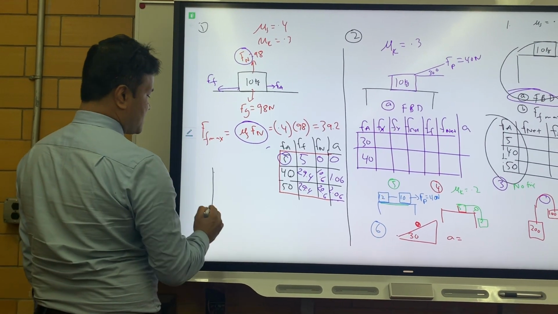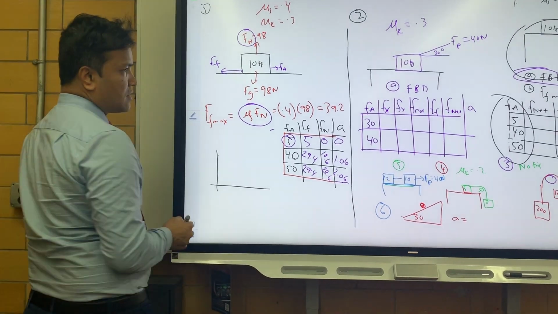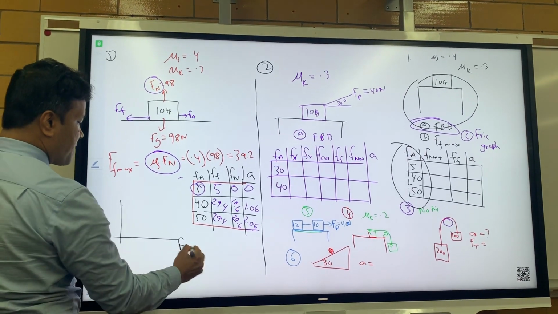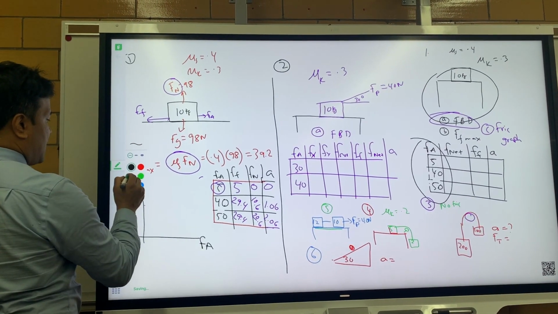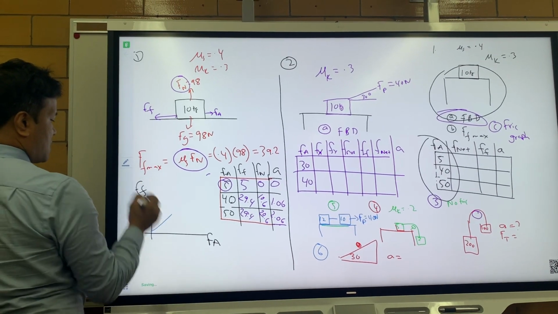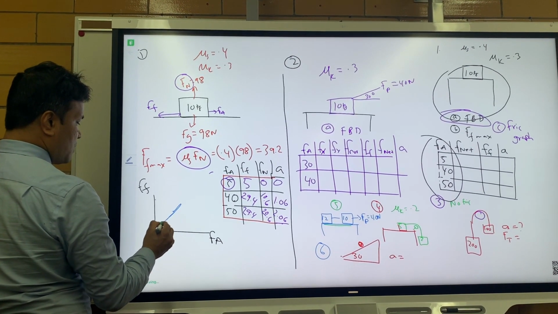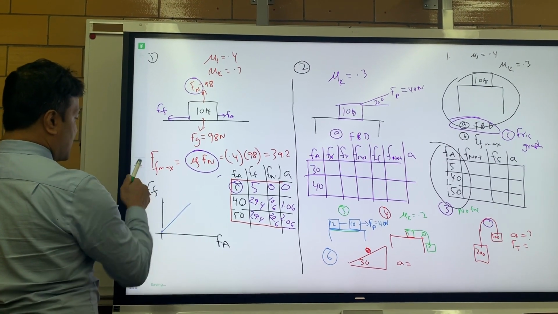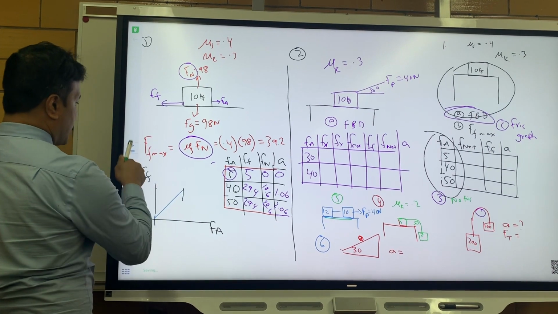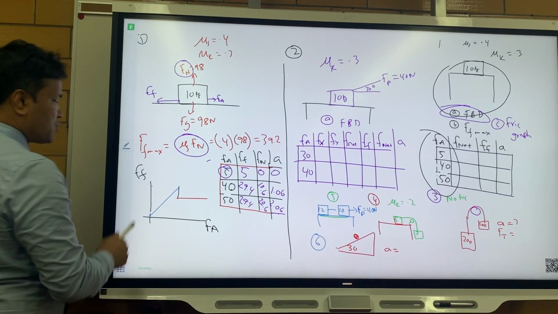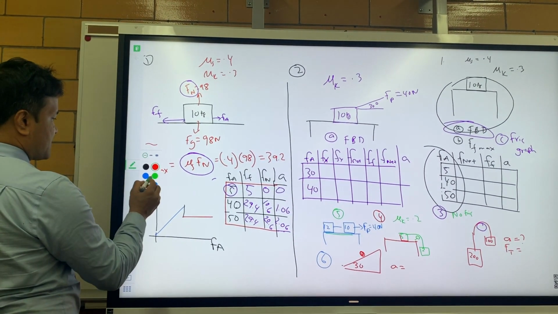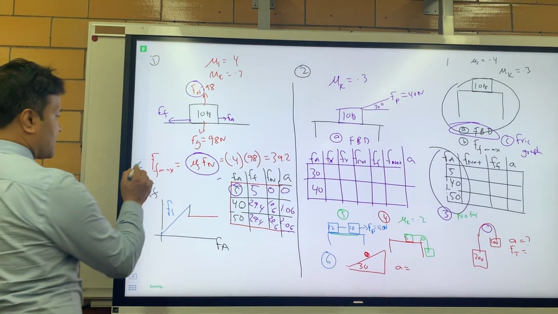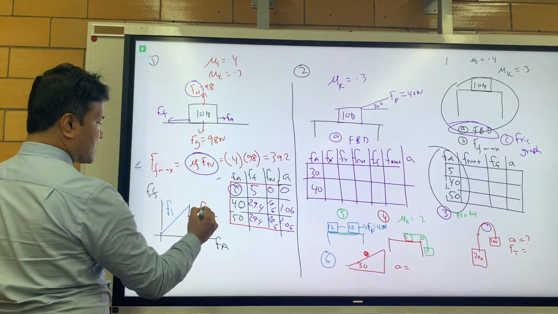Okay, now I'm going to show you the force graph. So this is the force graph, the friction graph. This is FA and this is FF. Now I have the blue. Let's draw the blue again. And then I have the red. Okay, so blue represents static friction, and the red represents kinetic friction.